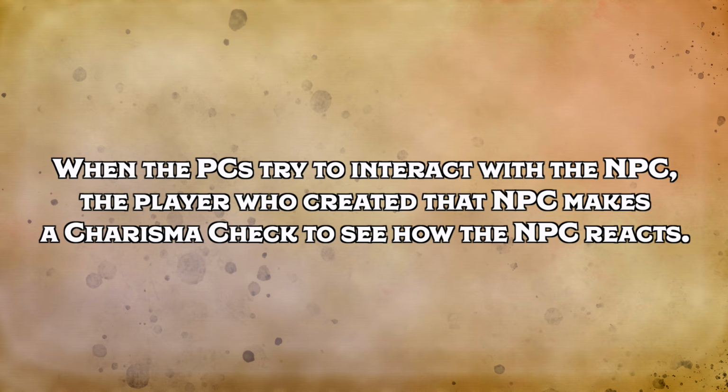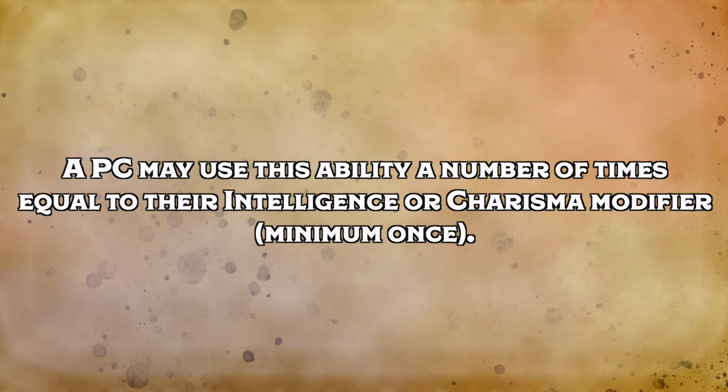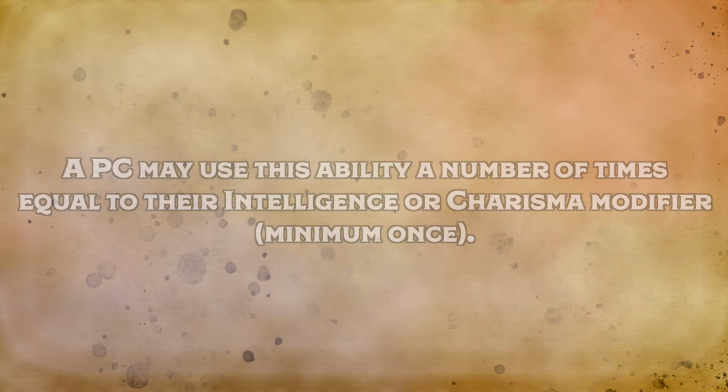When the PCs try to interact with this NPC, the player that created them makes a charisma check to see how the NPC reacts, either positively or negatively. A PC may use this ability a number of times equal to their intelligence or charisma modifier, minimum of once.